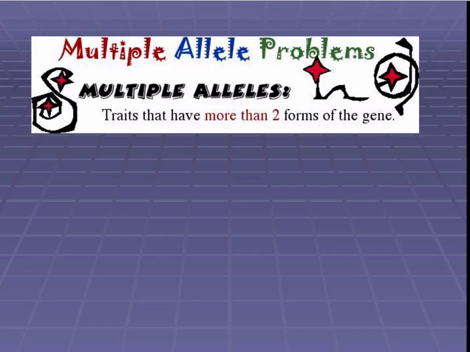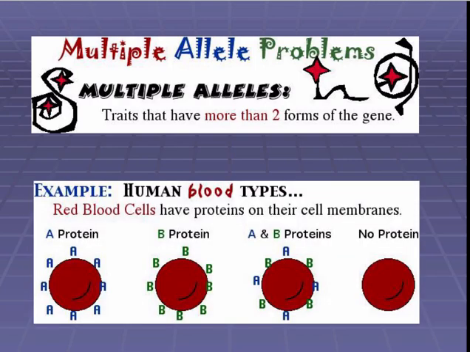The easiest example, and it's a traditional example we teach in biology, is blood types, and that's one that everybody's interested in. If you think about the different blood types, you might remember that there's A, B, AB, and O blood types. So the question is, where do those different blood types come from? And we'll talk about that.